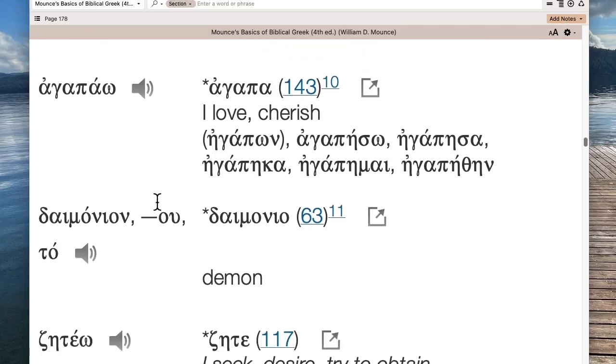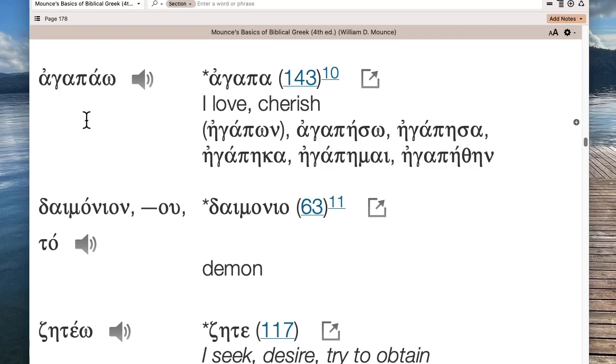Our first verb here is agapao. Now, this is a contract form, so we're going to actually see it as agapo in text. But when we, in class, talk about chapter 17, we'll go over the contract verbs. But agapao, maybe you know the word agape, right? Agape is a word for love. Agapao, I am loving, I cherish.